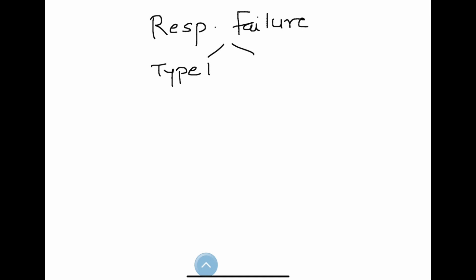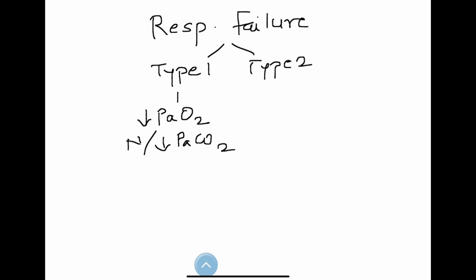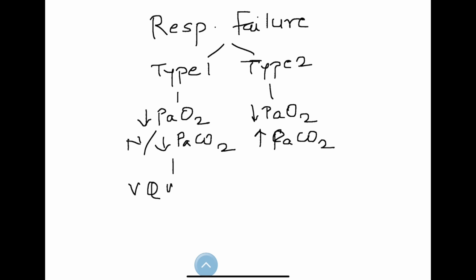Type 1 respiratory failure refers to a condition where the body is unable to adequately oxygenate the blood, resulting in low oxygen levels, hypoxemia, with normal or low carbon dioxide levels, while type 2 respiratory failure indicates a failure to remove carbon dioxide from the body, causing high carbon dioxide levels, that is hypercapnia, alongside low oxygen levels. So type 1 respiratory failure is because of any reason that leads to ventilation perfusion mismatch, and type 2 respiratory failure occurs basically because of alveolar hypoventilation.